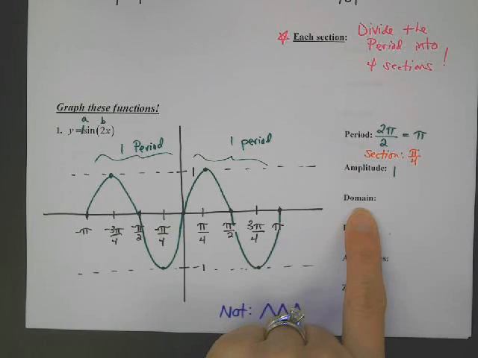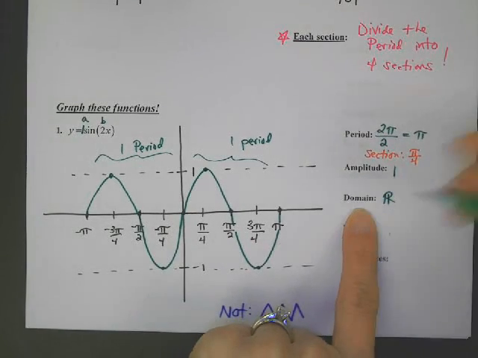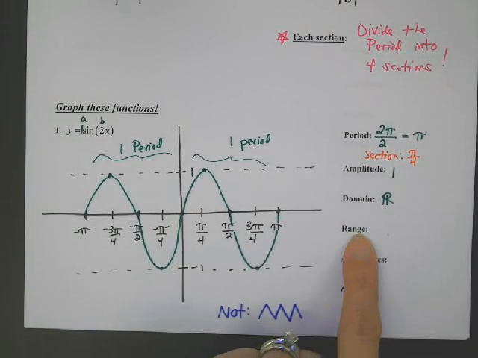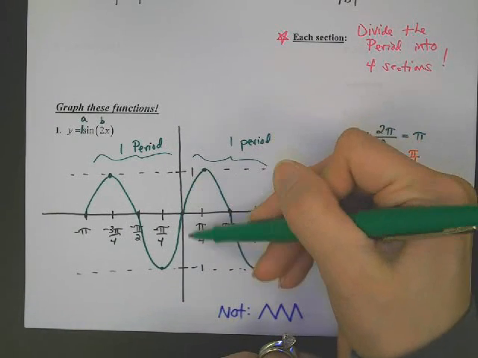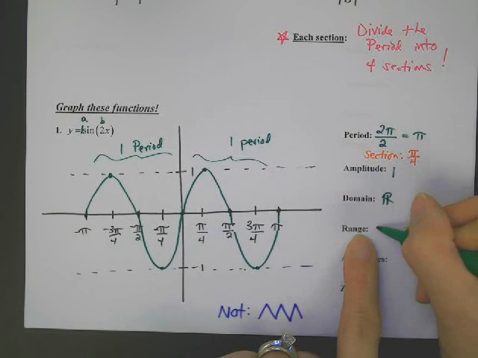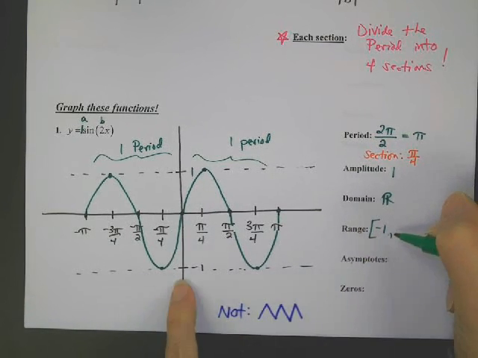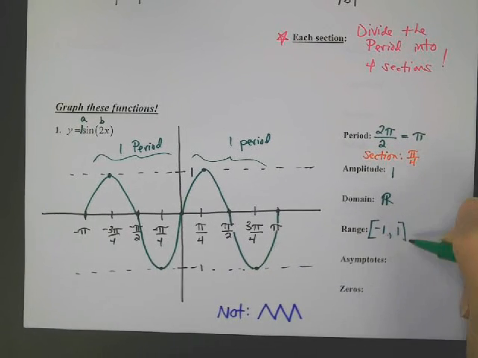The domain, when does this curve stop? It never stops. It's smooth and continuous. The domain is all reals. All sine graphs have domain all reals. The range, look at the y-axis. How low does it reach? Not negative infinity, negative 1. Does it touch? Yes, so let's bracket it up from negative 1 to positive 1.